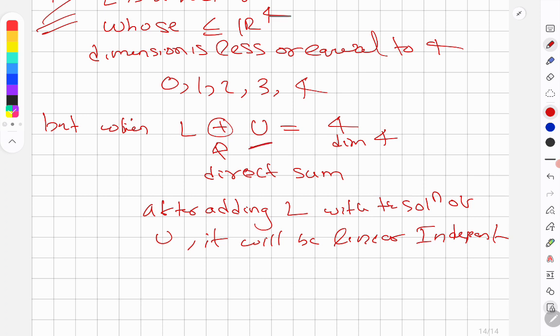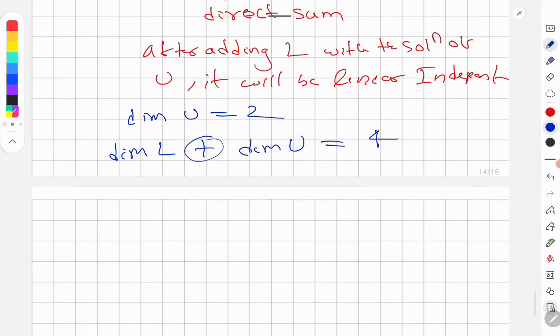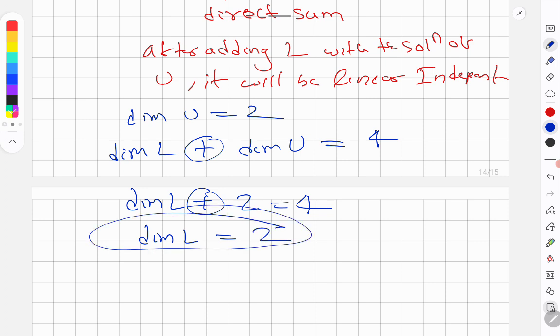What is the dimension of U? It's 2. So the dimension of U is equal to 2, and you have to do the direct sum. This is L, and I don't know the dimension of L. Okay, dimension of L direct sum dimension of U equals 4. So dimension of L equals 4 minus 2, that is 2. It should be 2. Let's see how.